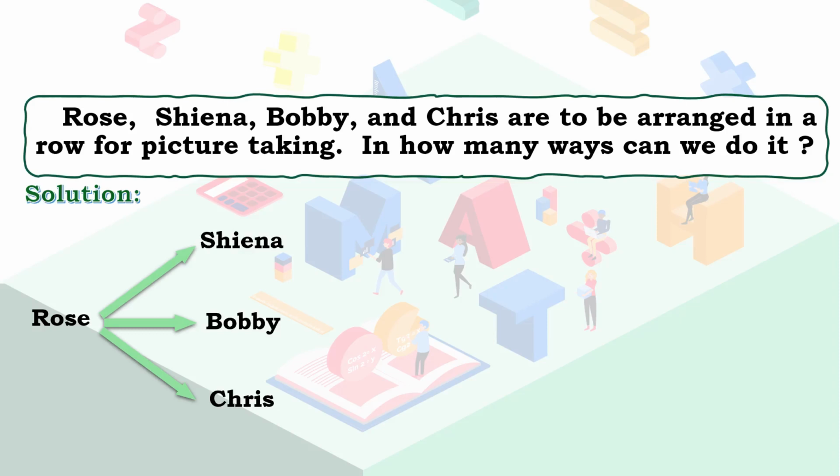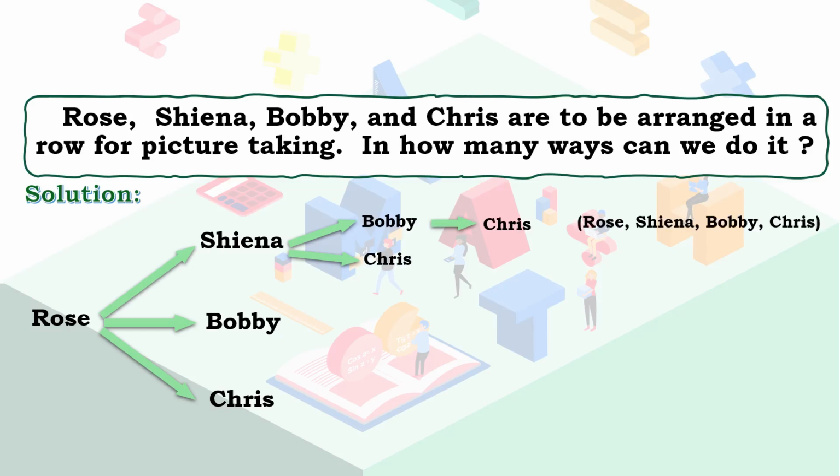If I chose Sheena for the second position, then the third could be Bobby or Chris. And if Bobby is in the third position, then the last is Chris. And the arrangement is Rose, Sheena, Bobby, Chris. If I chose Chris in the third position, then the last is Bobby. If that is the case, we have the arrangement Rose, Sheena, Chris, Bobby.